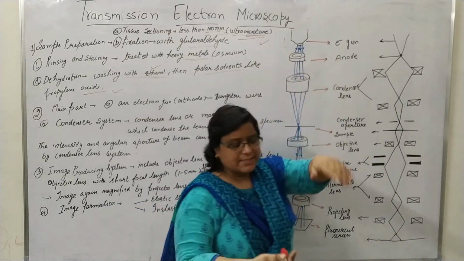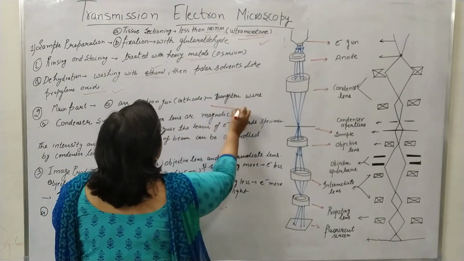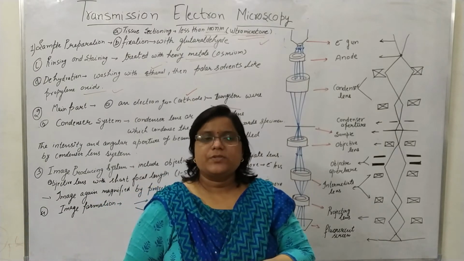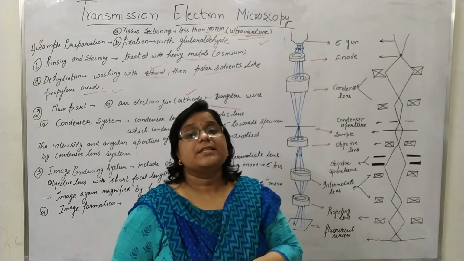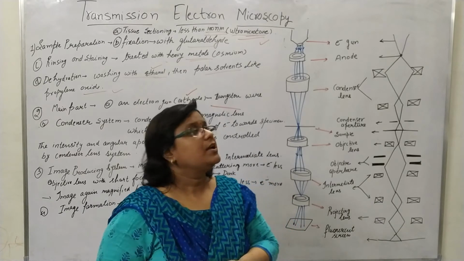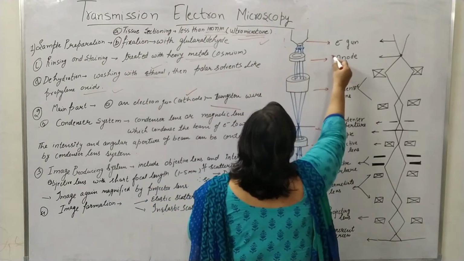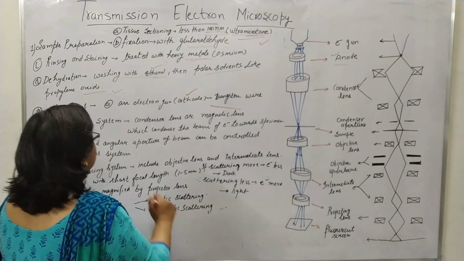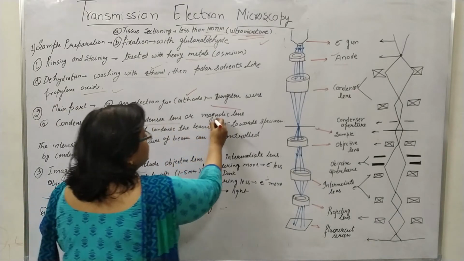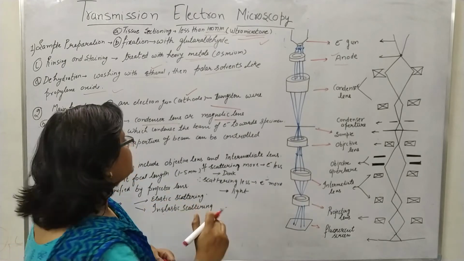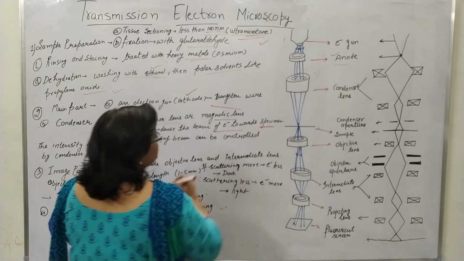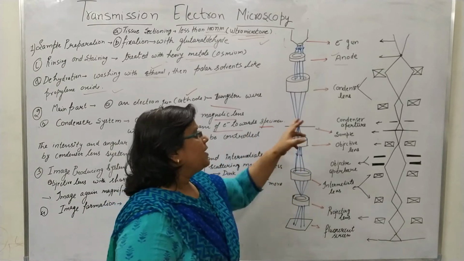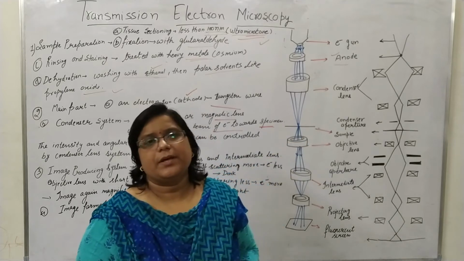Here the electron gun is a tungsten wire, which acts as a cathode, and with the help of the tungsten wire we will produce the electron beam. This electron beam is given the proper direction with the help of the anode. That particular direction is passed through the condenser lenses, or magnetic lenses, which condense the electron beam towards the specimen.